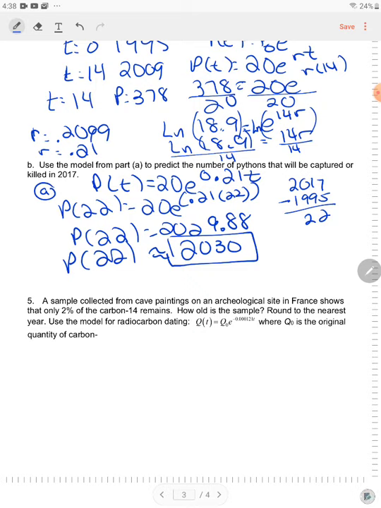Number 5. A sample collected from cave paintings on an archaeological site in France shows that only 2% of the carbon-14 remains. How old is the sample? Round to the nearest year. Use the model for radiocarbon dating. Q of t equals Q naught.